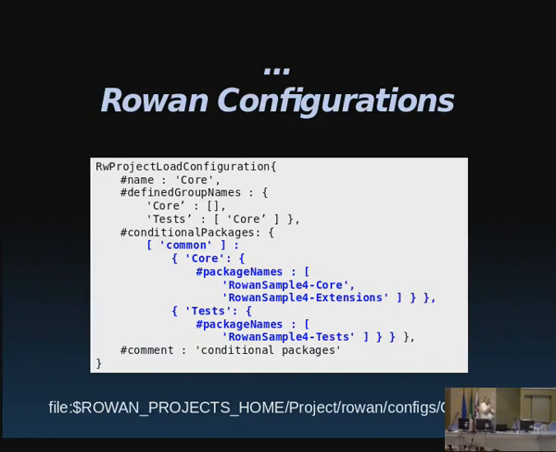So this is a different implementation, or a different class, that supports groups and also the platform conditional form of a Metacello spec. So you have the conditional common. So common is the conditional. That can be a platform name, a platform version, very similar to what goes on in Metacello. And then you specify a group name, and then you have package names within the group. And so there's our core and tests.